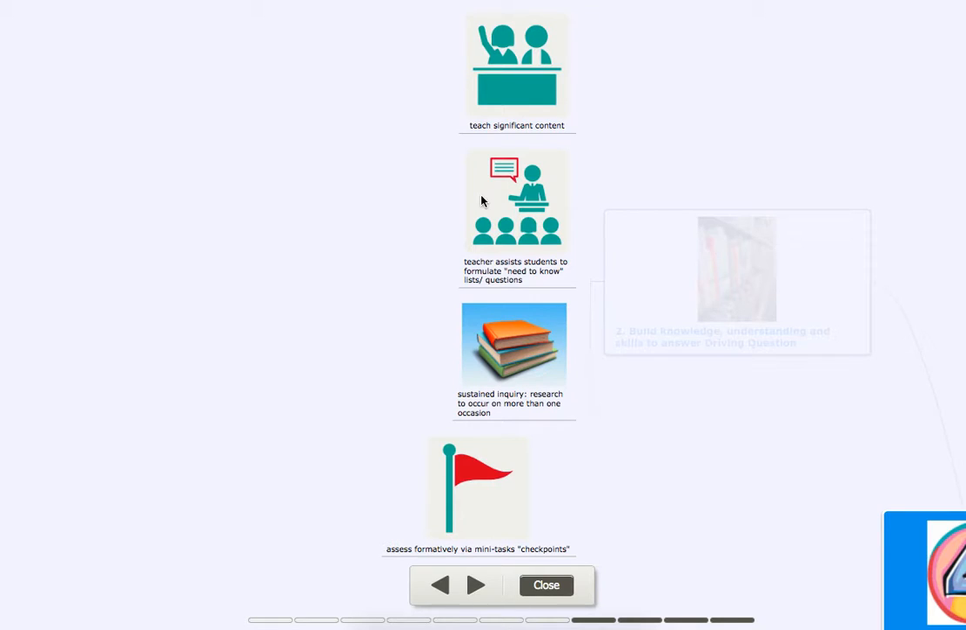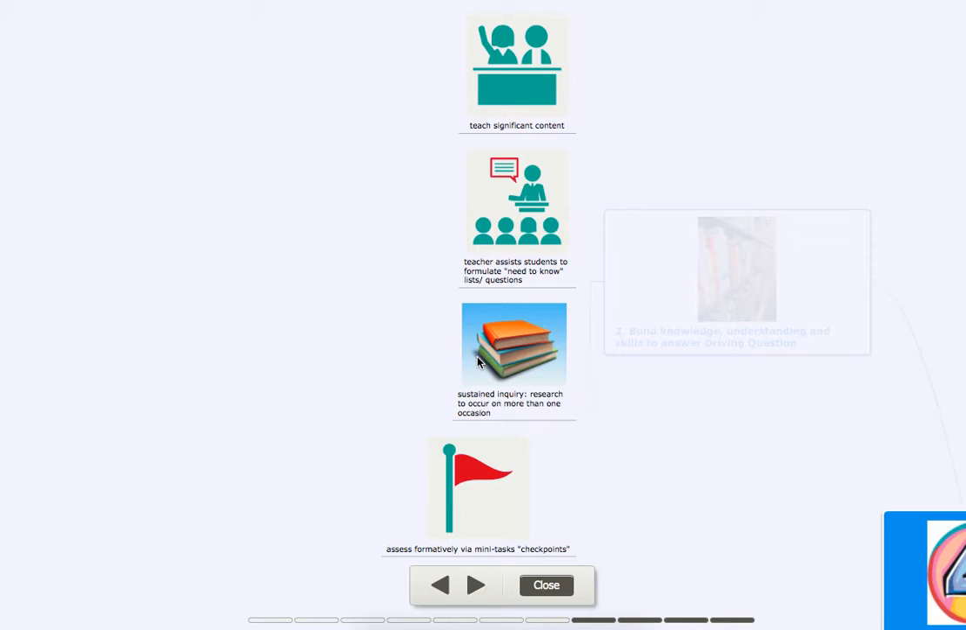After they've figured out these need-to-know questions, this is when the sustained inquiry comes into it. You remember from the previous slides with the essential elements for PBL, research has to be done over a number of occasions for this to be effective PBL. So it's not enough for them to just quickly jump onto Google on a one-off occasion, put in a search term, take the first entry, which inevitably is a Wikipedia entry, and use that as their only form of research. They need to be able to come back on a number of occasions and critically assess what it is that they're looking at.